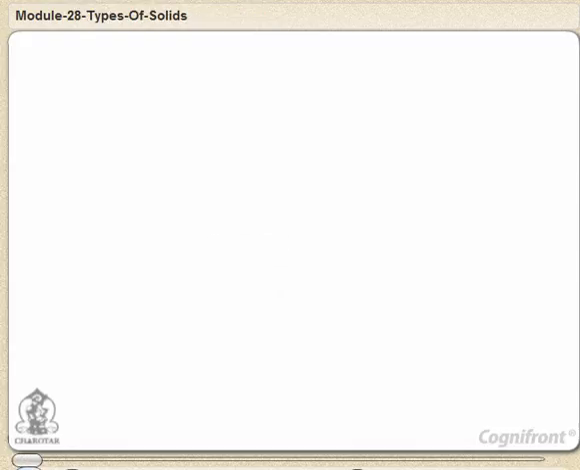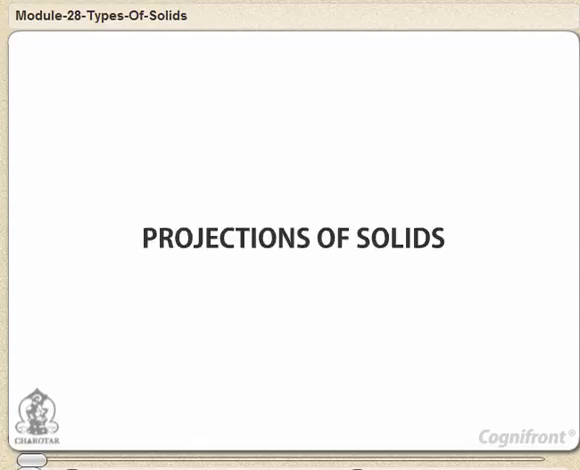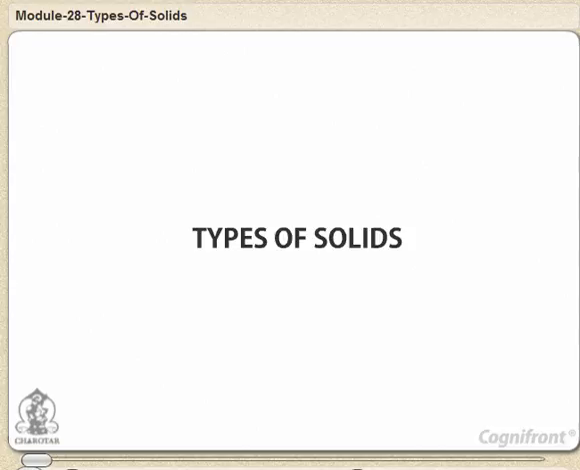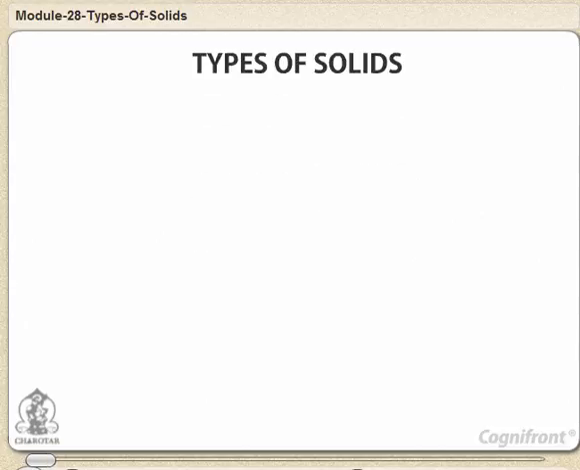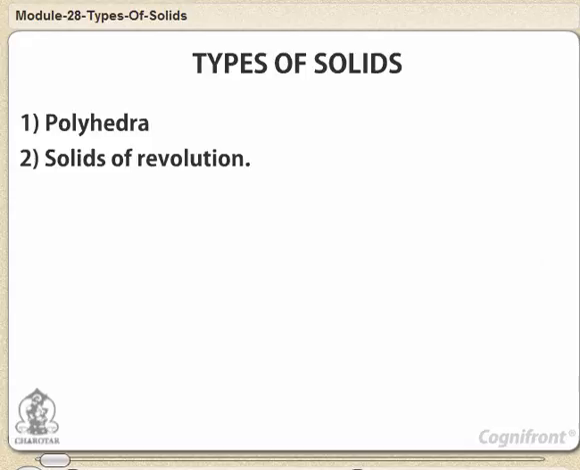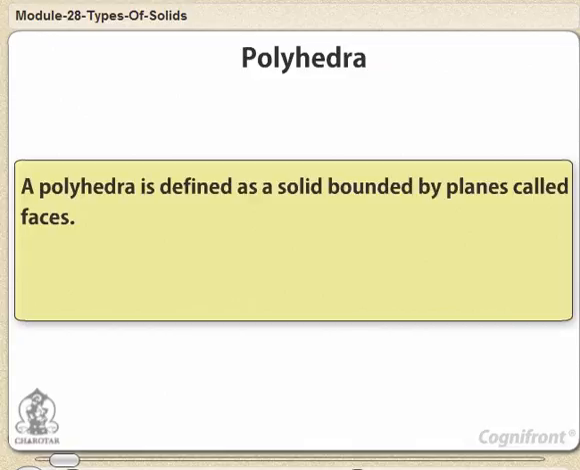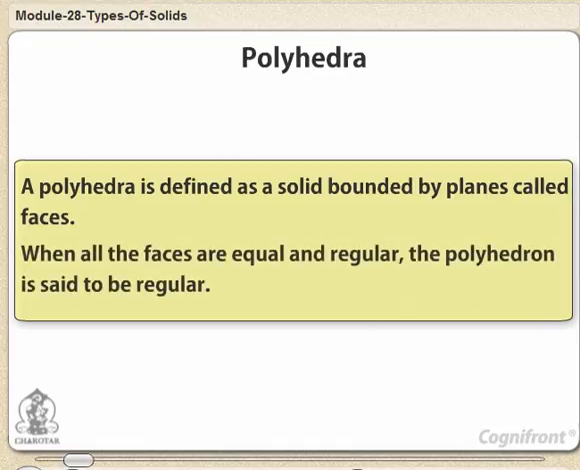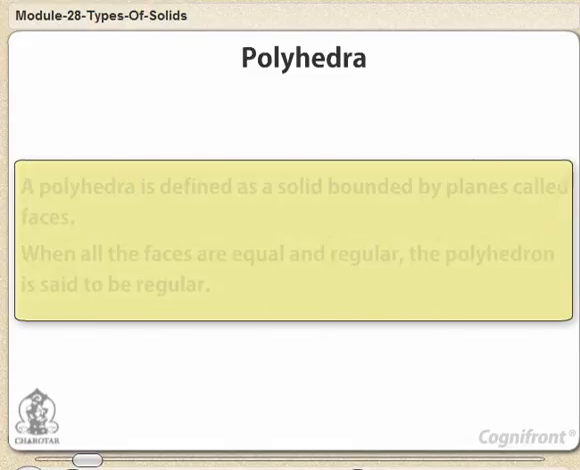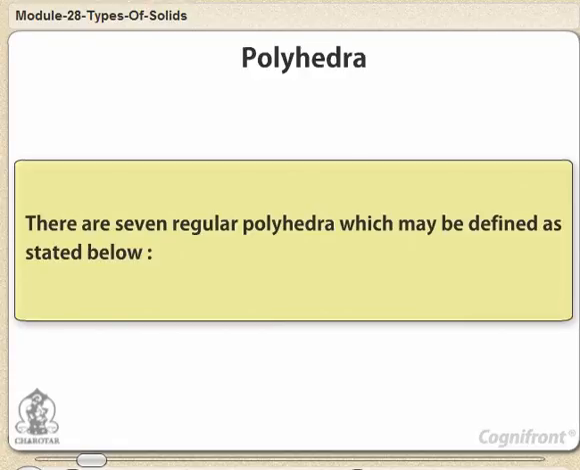Projections of solids. Types of solids. Solids may be divided into two main groups: 1. Polyhedra and 2. Solids of revolution. Polyhedra. A polyhedron is defined as a solid bound by planes called faces. When all the faces are equal and regular, the polyhedron is said to be regular.